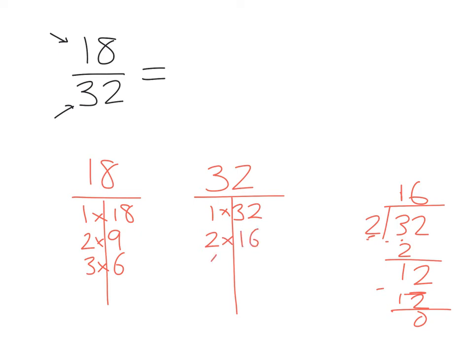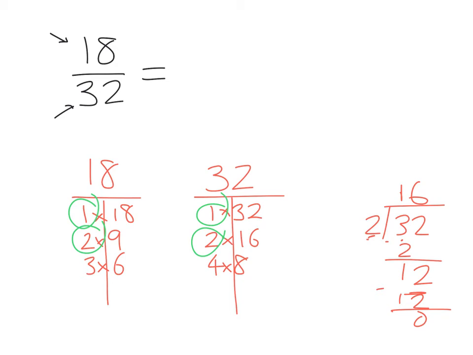3 did not work on my chart. 4 times 8. 5 didn't work. 6 didn't work. 7 didn't work. And 8's already there. Okay, let's circle all the ones they have in common. 1, 2, 3, no. 6, no. 9, no. 18, no. And none of those.